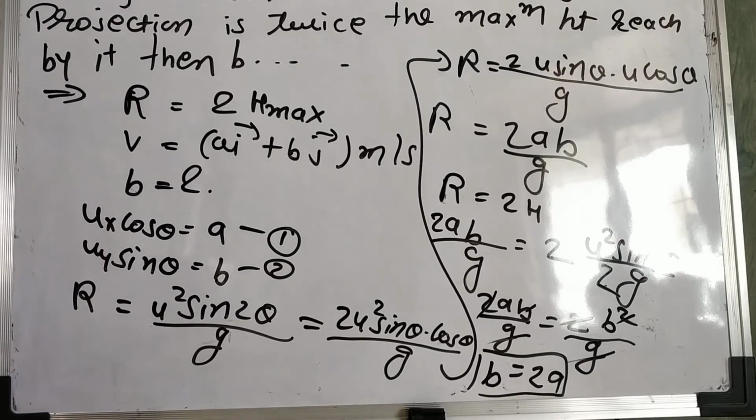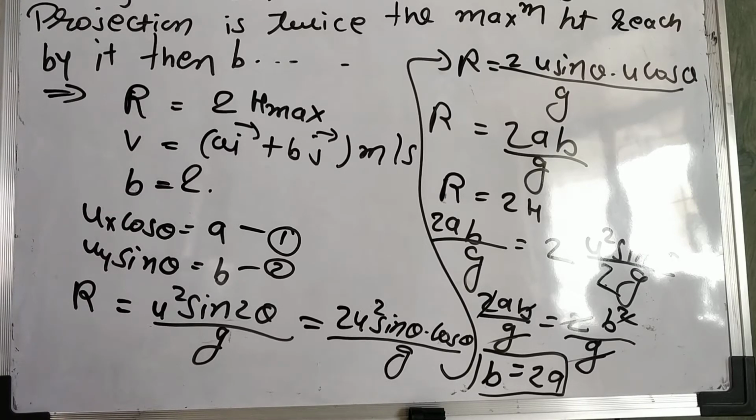Okay, simple. Given R is equal to 2 H max, put the formula for R and H, where a is nothing but u cos theta and b is nothing but u sin theta. Why do we write it as cos theta? Because the coefficient of i is a, and i shows along x-axis and j is along y-axis.